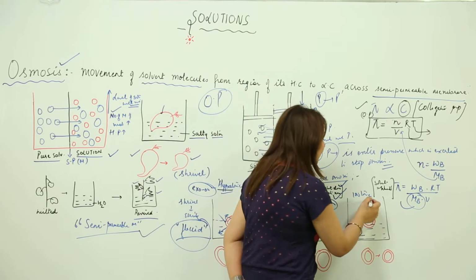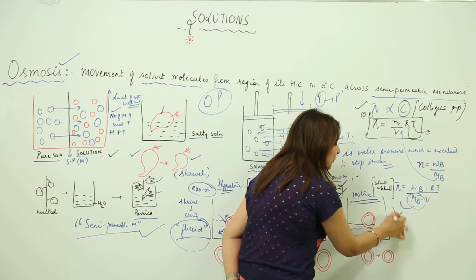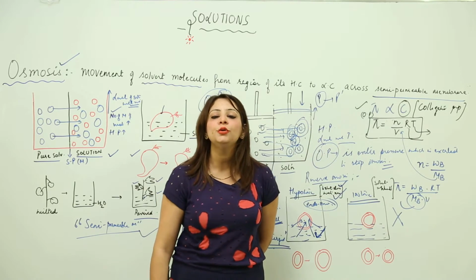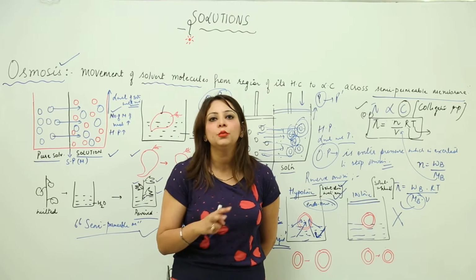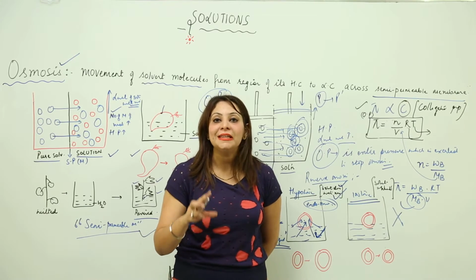And when we keep it in an isotonic solution, nothing happens, because actually the concentration of solute and solvent is the same in both cases. So that means the cell will remain the same as such.